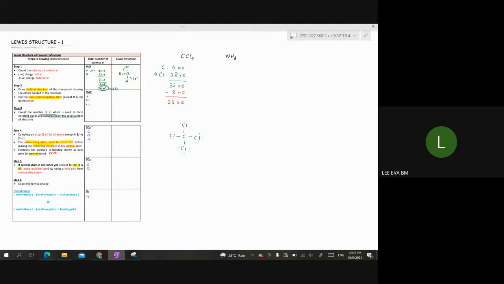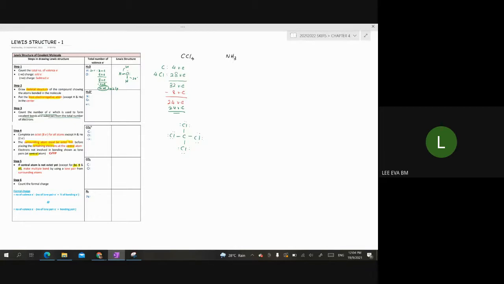So now calculate for me. 6 electrons for each chlorine. 6 times 4, how many? 24. Any remains? No, madam. That's it. So no remaining electrons, so you don't have to put anything on the carbon. So we stop until step 4, no step 5 also.